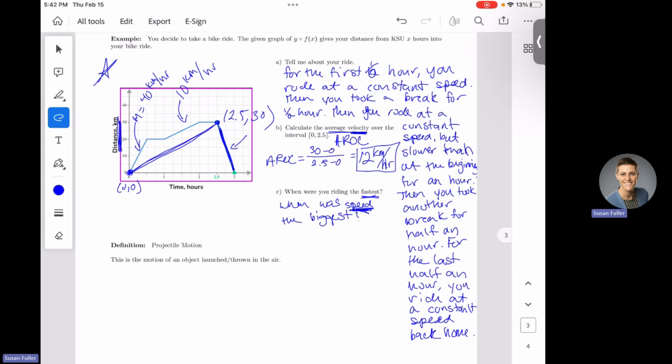And this one, if we do rise, negative 30 over run 1/2, this has a slope of negative 60 kilometers per hour. So again, the negative part is part of velocity, but speed doesn't have the positive or negative with it. It's the absolute value. So the one of these with the biggest absolute value is 60. It's this guy right here. So you were riding the fastest when you were riding home. You couldn't wait to get back to KSU to do your calc homework.